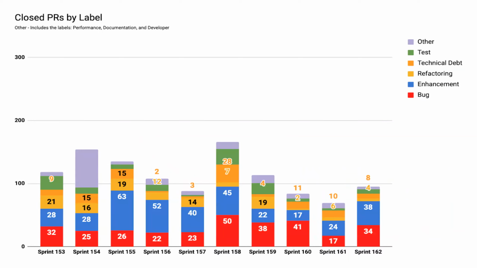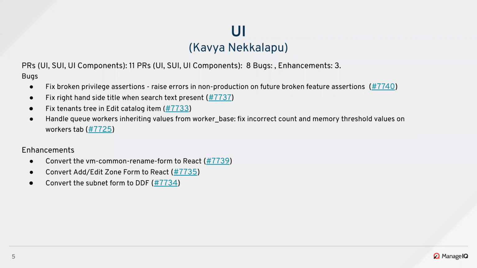So kind of a good split as we fix the last of the Gloucester bugs that are being found, as well as work on the next release, which will be called Morphe. And with that, I will turn it over to Kavya.